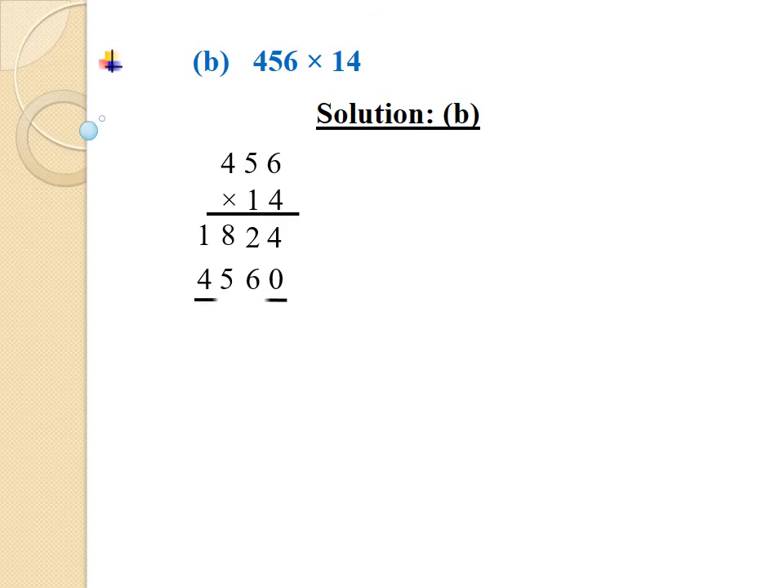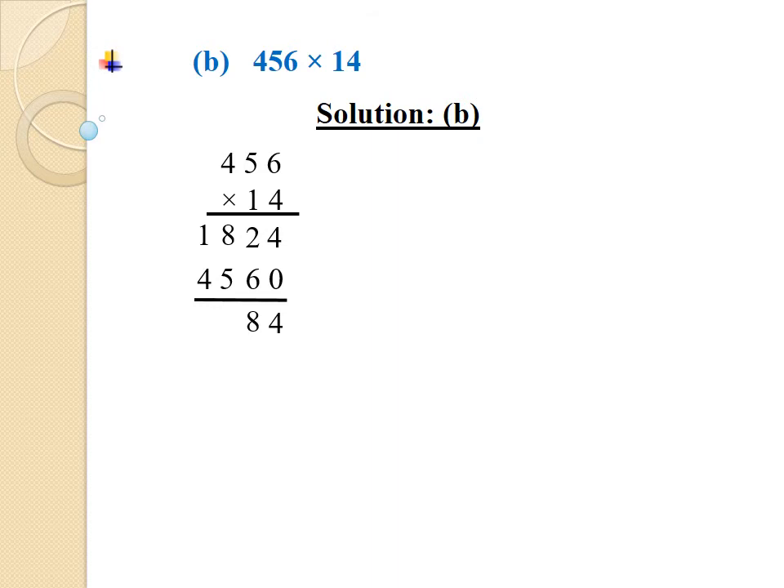Students, now we have to add both these steps, that is step number 1 and step number 2. Students, we know that we have to start adding from ones place. Thus, adding 4 plus 0, we get 4. Now, adding 2 plus 6, we get 8. Now, adding 8 plus 5, we get 13.